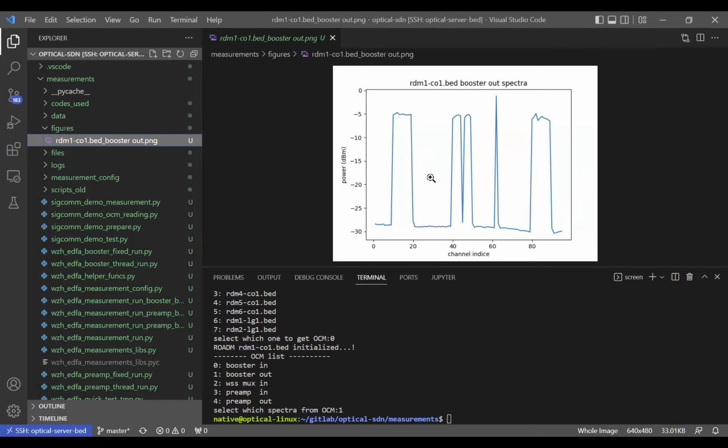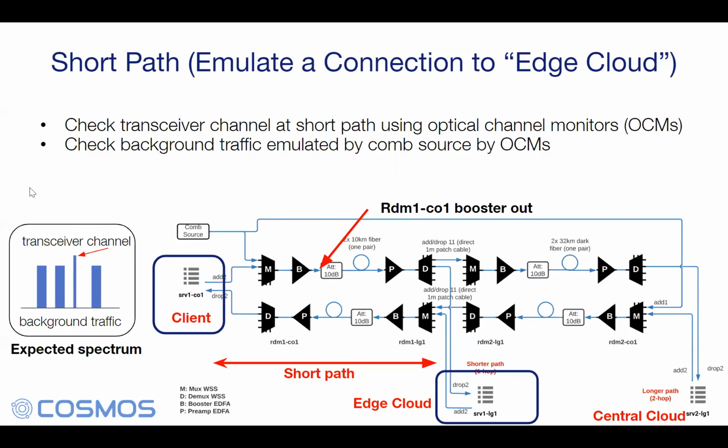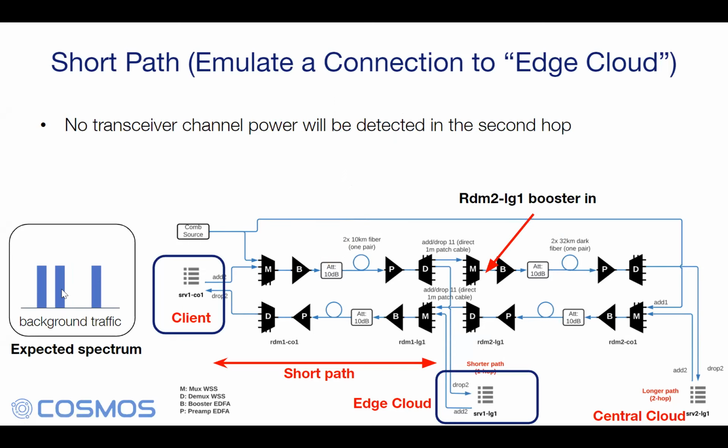We see there are three groups of big channels, which are emulated by the Cosmos source. There's also a small channel, about channel number 62, which is the channel for the transceiver. We also see there's a big spike in the middle of the Cosmos channel, and we'll come to this later on. So we see the spectrum we expected. Then we go to the next slide.